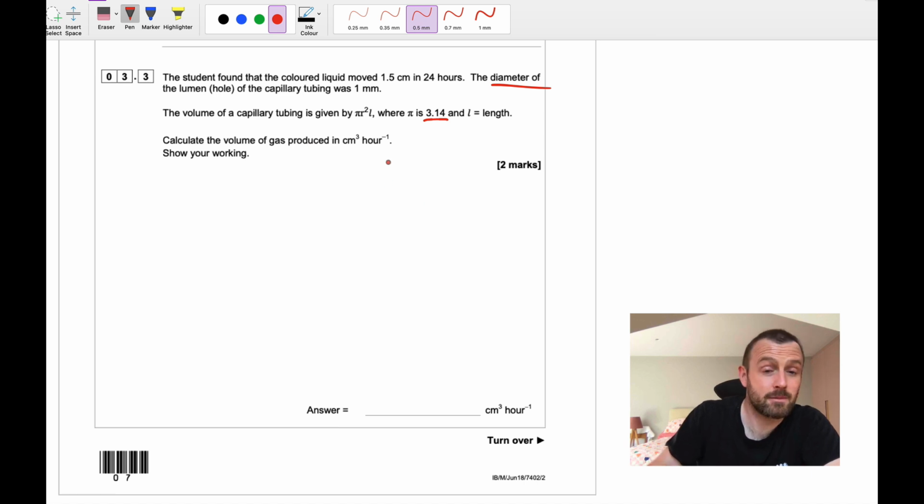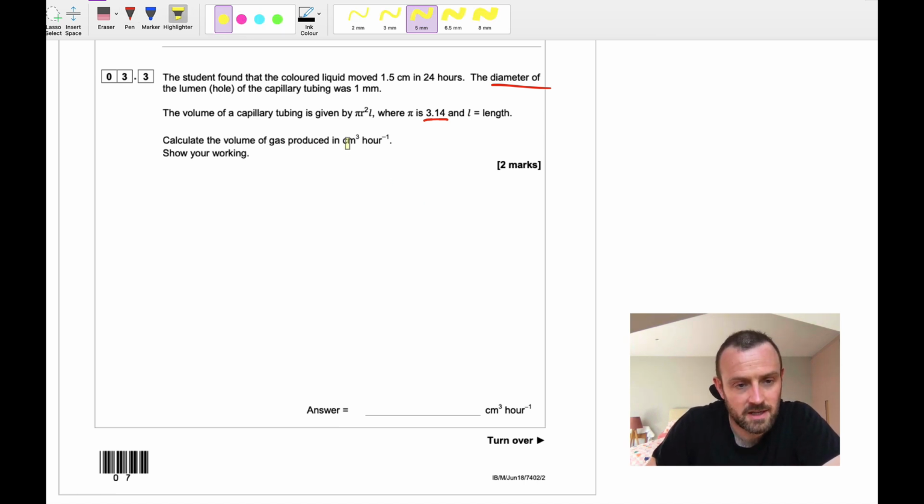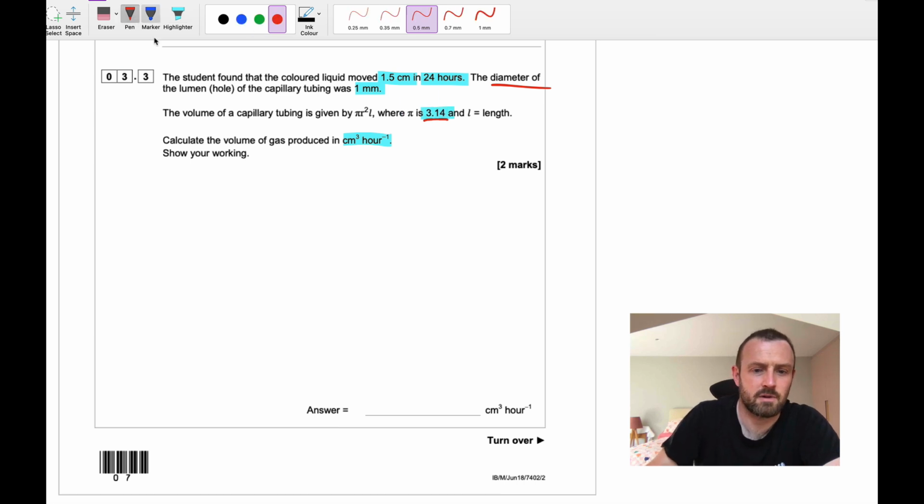Okay, and look at this as well. They're being tricky here because you've got multiple units. You've got centimetres cubed per hour. Over here we've got centimetres, over here we've got millimetres, and here we've got 24 hours. Okay, so these are all the numbers that I use. So, 1.5 centimetres in 24 hours. First of all, let's work out what it did in a day, in 24 hours.